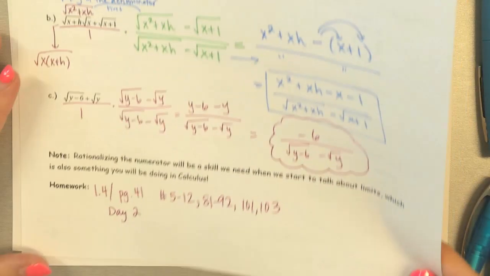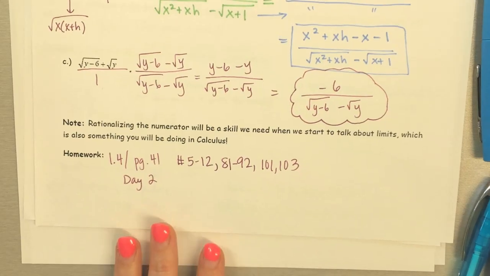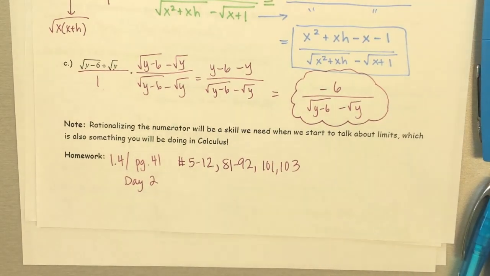All right, and then this is your second set of color columns from 1.4.